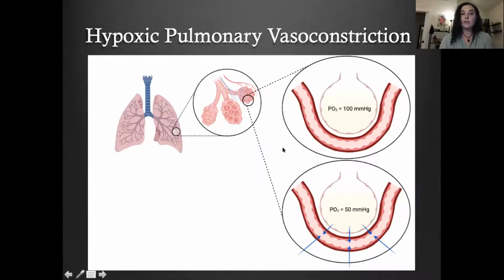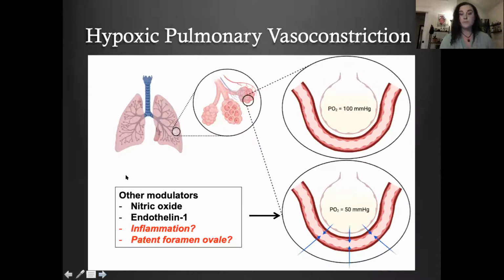It's important to note that this doesn't require any input from the central nervous system. The main stimulus for this to occur is the alveolar hypoxia. And this becomes significant when we talk about altitude because we do get global lung hypoxia that's going to cause global vasoconstriction. For this study, we tried to look at some of the modulators of this response. So even though the primary stimulus for this is alveolar hypoxia, there are some pretty key regulators, namely nitric oxide and endothelin-1, which can regulate this response. Nitric oxide is a potent vasodilator and endothelin-1 is a potent vasoconstrictor.